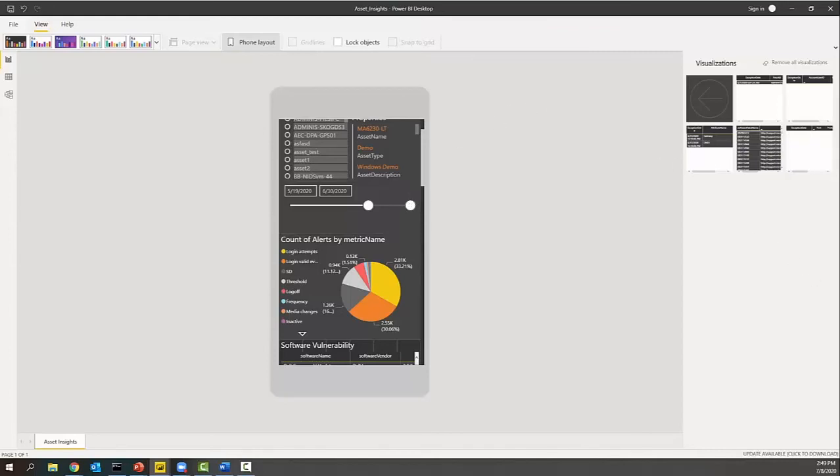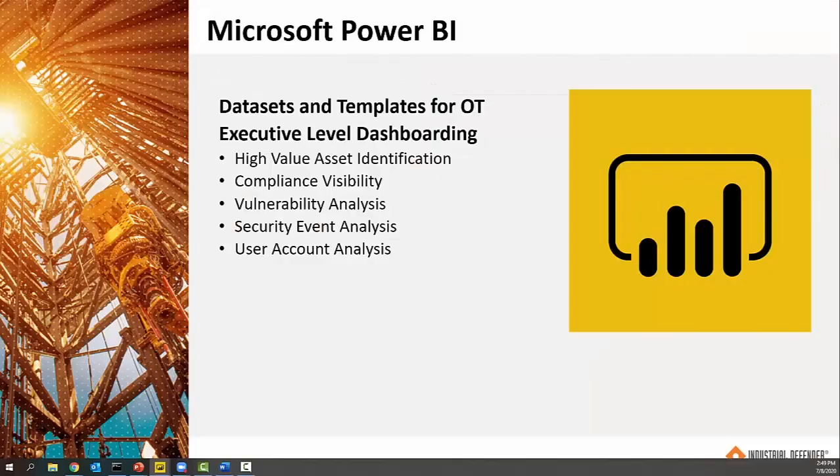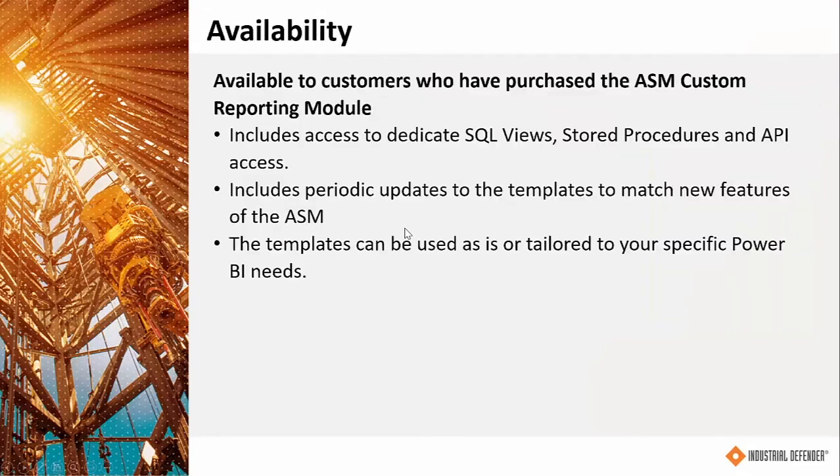I'll switch back here to the presentation to give a little more info about them, and really, how are these available and how are we making them accessible to customers? These are included with the custom reporting module that we released in 7.0. That includes access to the SQL views, the stored procedures, and API access, and those are all tested and validated release to release, so when you build your customizations, you don't have to worry about them breaking. This also will include periodic updates.